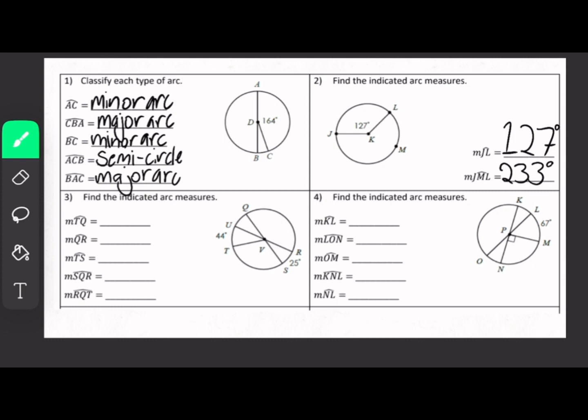Alright, so arc JL is going to be 127 because this is a central angle, and JML is going to be 233 because 360 minus 127 equals 233 degrees. Remember your degree symbols. Sorry, I did not say that. Alright, do number 3. I'll give you 8 seconds to pause.